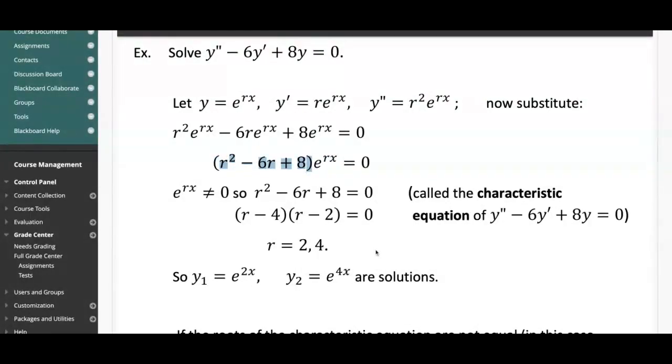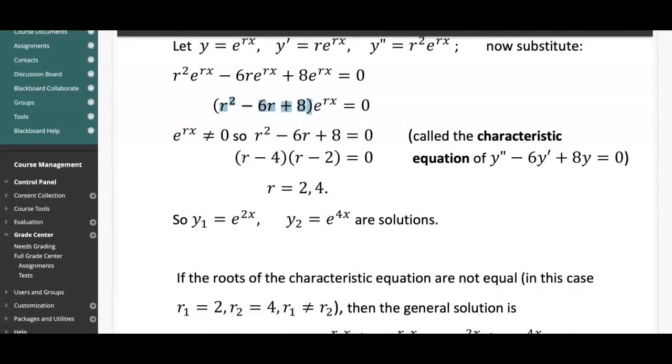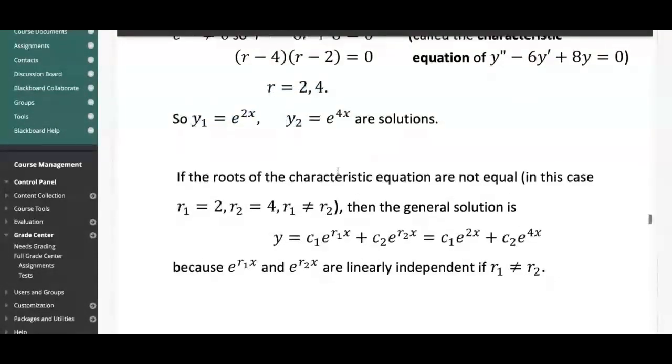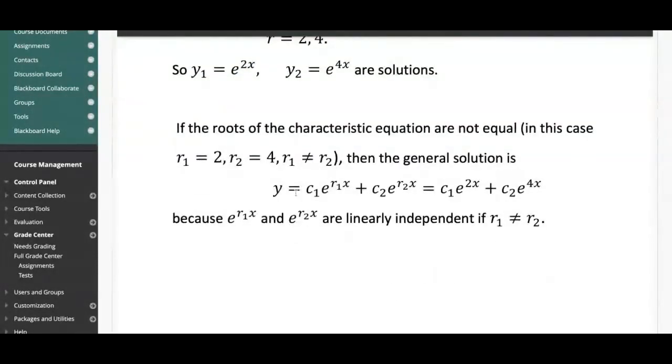And many of you have shown your homework already. So we just solve the quadratic equation, right? Get 2 solutions. Then in this case, we have a general solution to be like this, right? This is our y1, this is our y2, we have c1 y1 plus c2 y2.